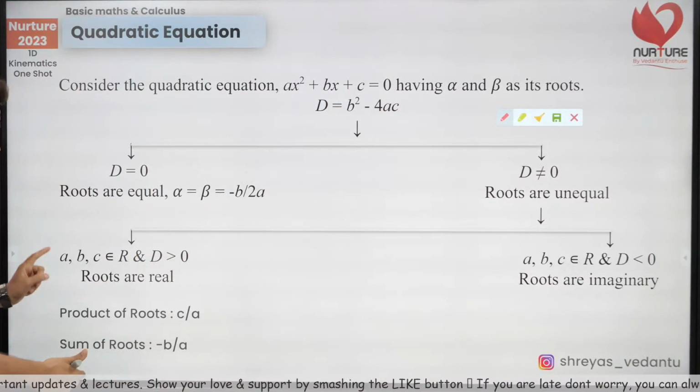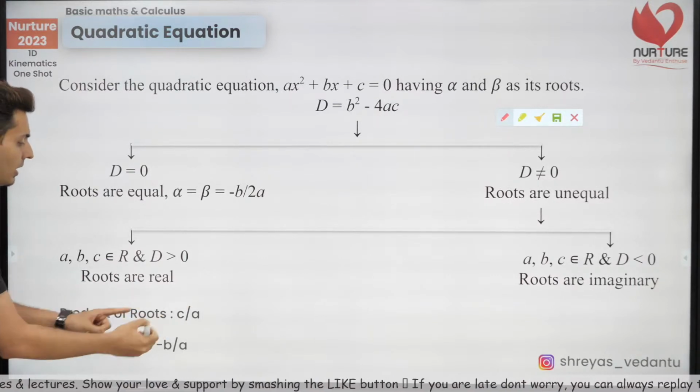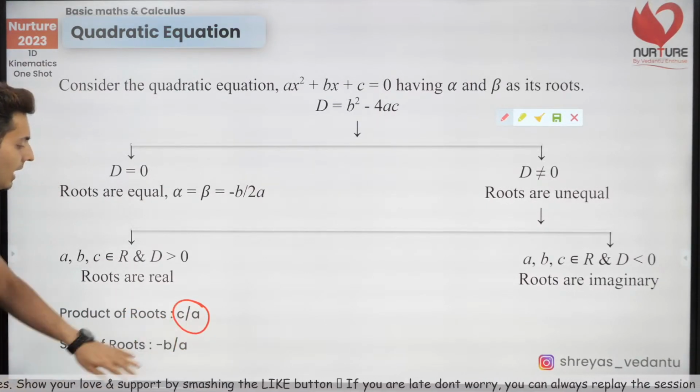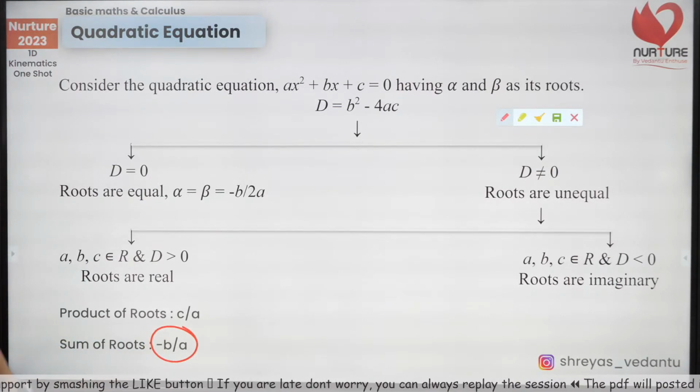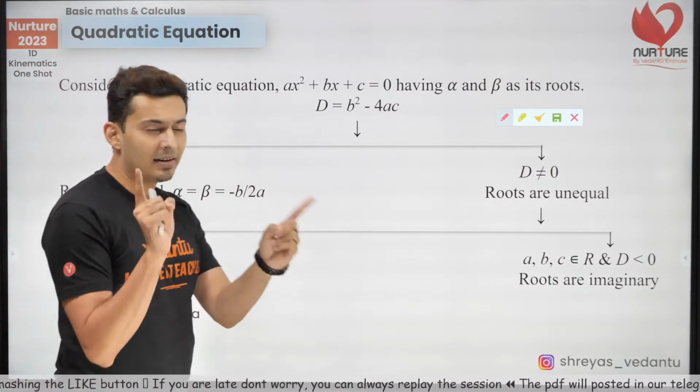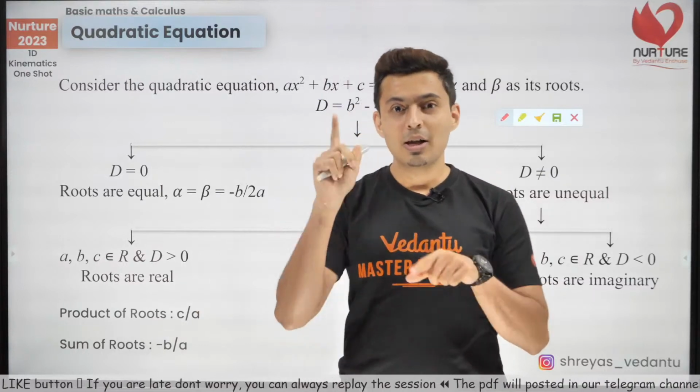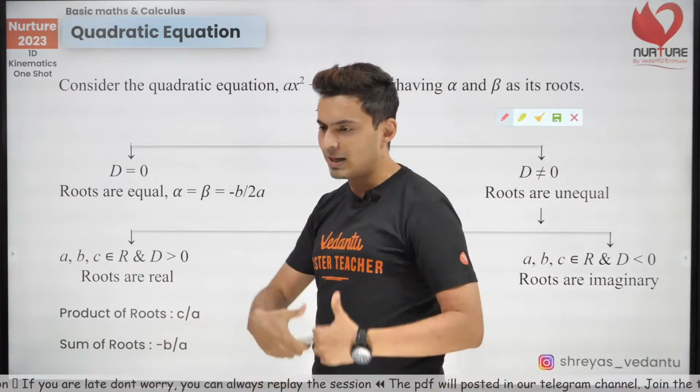And remember this, if somebody asks you the product of roots, it is c by a, and the sum of roots is minus b by a. You should know this. So if you add those roots, you get minus b by a. If you multiply those roots, that is c by a.